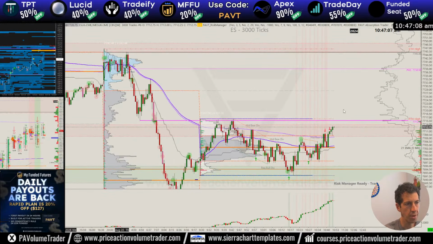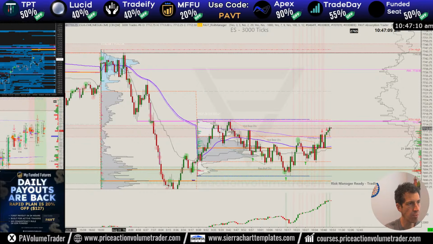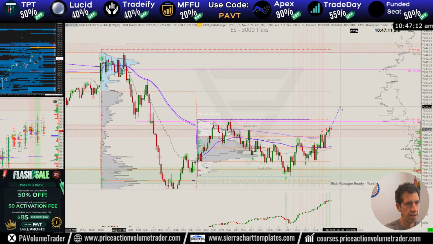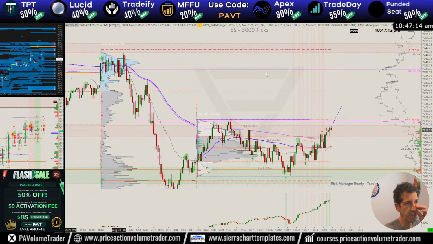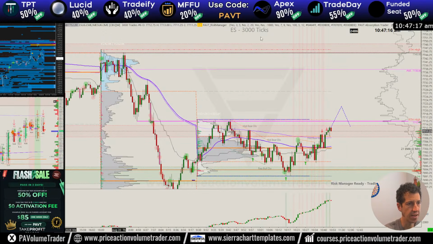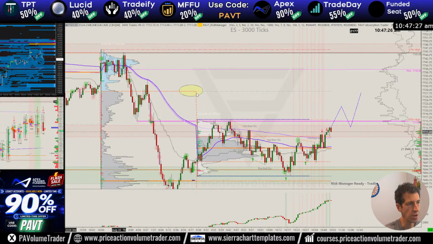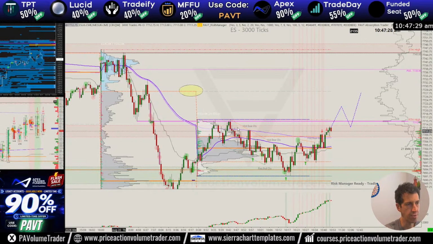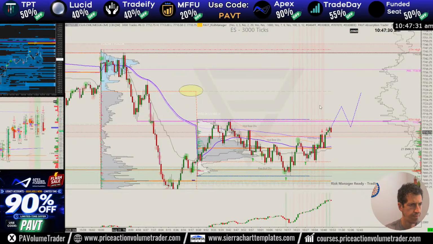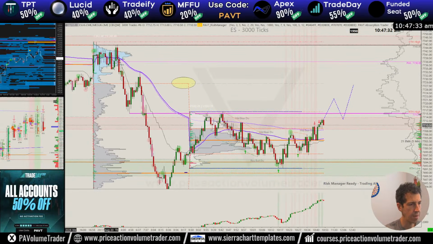Okay, we're coming up here. So again, right now my focus is breaking out above this, and then any backtest into here, look to long up into the overnight valley area high right over here. So let's see if that happens.